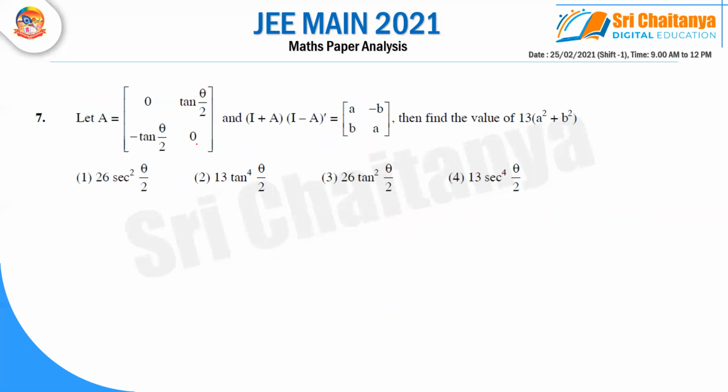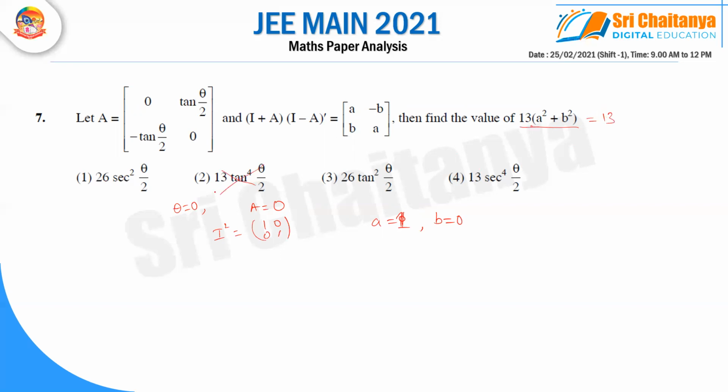Next question. He gave some matrix and is asking, okay, just write the matrix and you will be getting the answer. That is one method. The other method is just put theta equal to 0. If I put theta equal to 0, I will be getting A as the null matrix. So the question became very simple. I plus A into I minus A will be I square. It is nothing but 1, 0, 0, 1. So the value of A is 1 and B is 0. So 13 into A square plus B square should be 13.